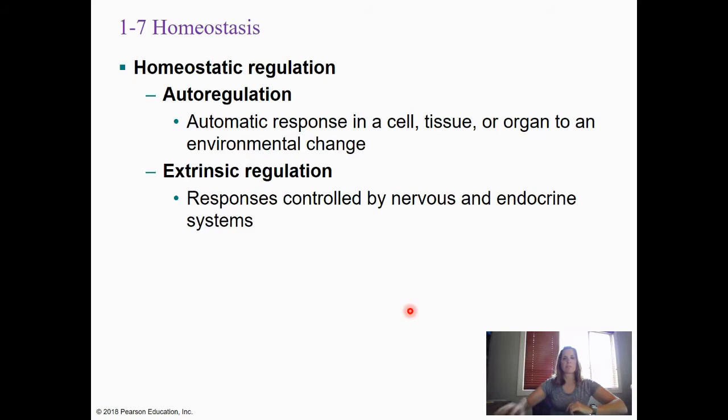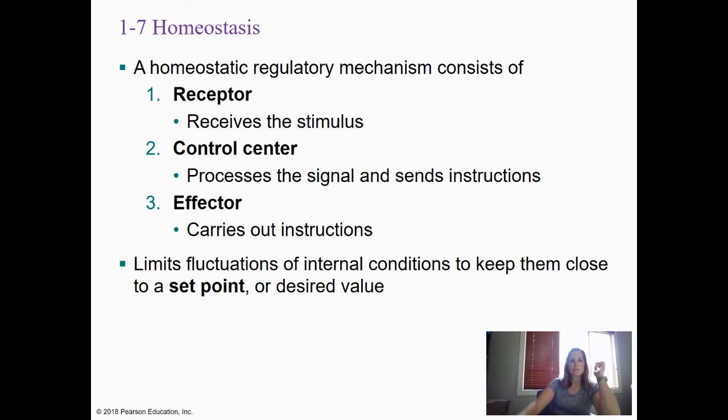So how does it work? Homeostasis, the regulatory mechanism works by three components. There's a receptor, a control center, and an effector. And the receptor is what receives the stimulus. Okay, so there's receptors throughout your body, maybe pain receptors, you touch something, so it receives the stimulus, and then it goes to the control center.